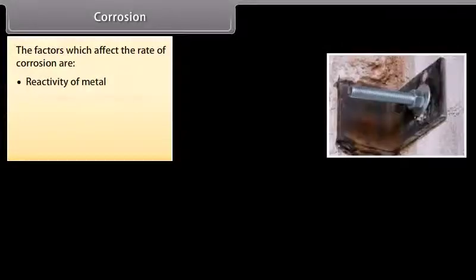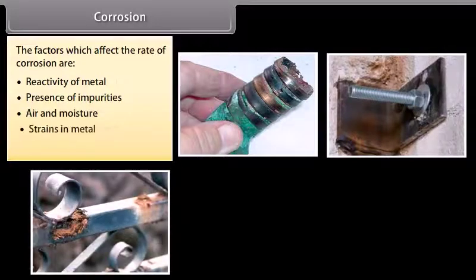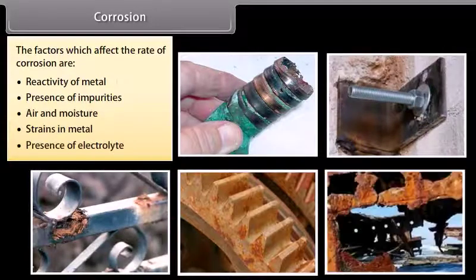The factors which affect the rate of corrosion are reactivity of metal, presence of impurities, air and moisture, strains in metal, and presence of electrolyte.